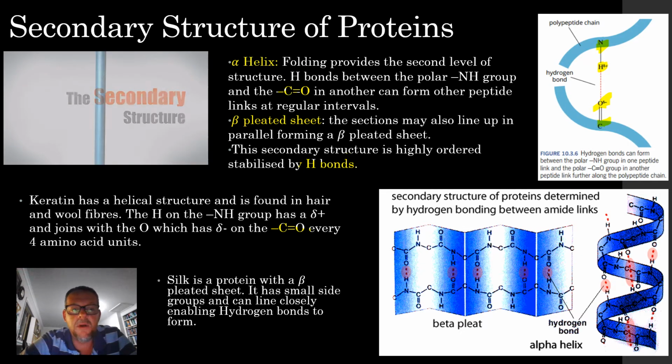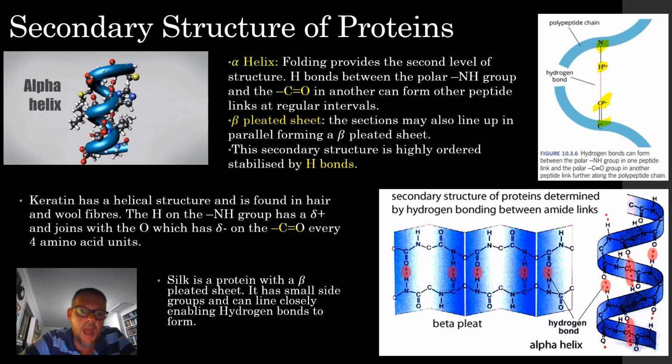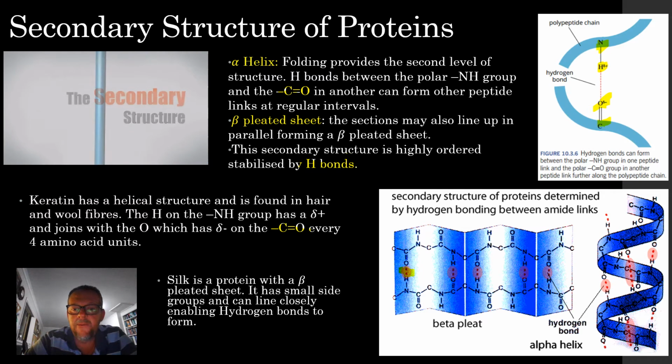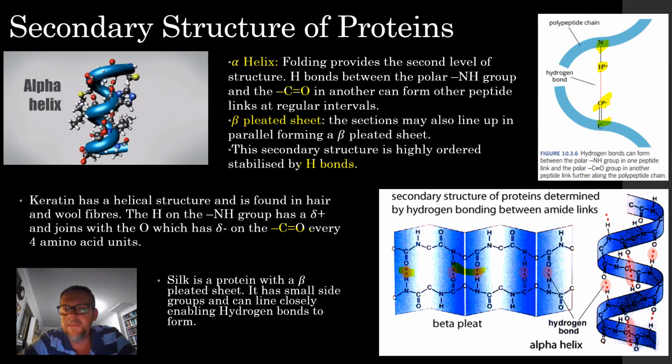Now silk is a protein with a beta pleated sheet. It's got small side groups, and they can line up closely, and that enables the hydrogen bonds to form between each of those polypeptide chains then.